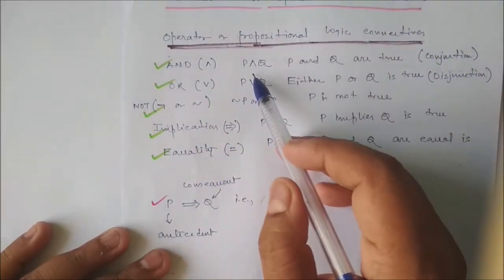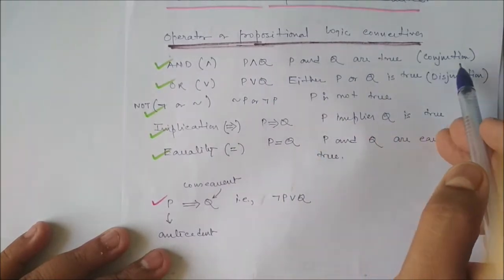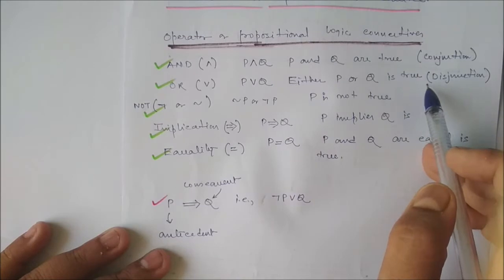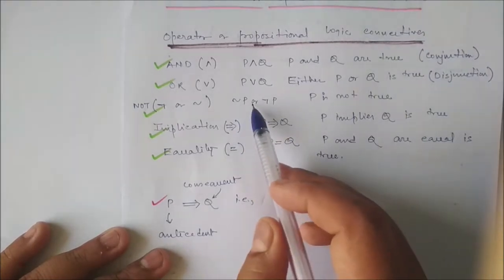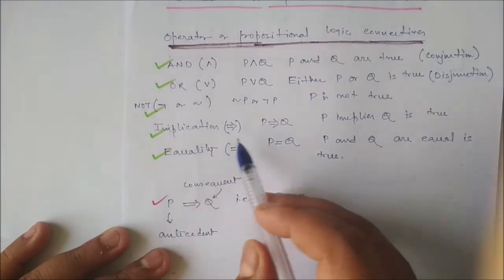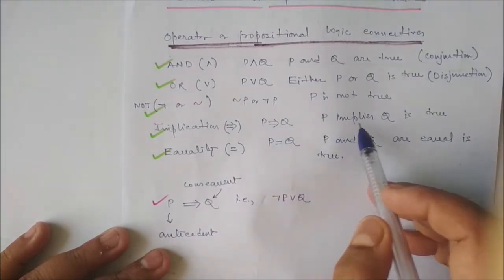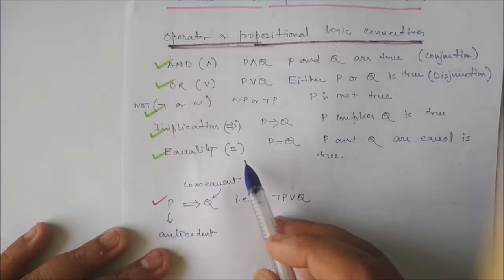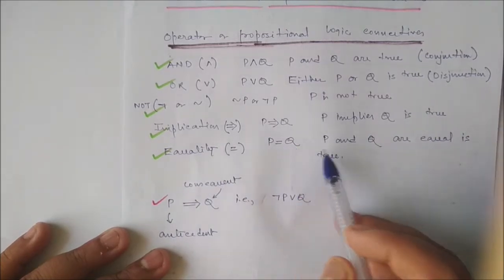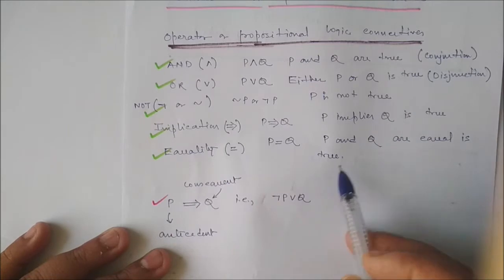P and Q are true, it is conjunction. P or Q, either P or Q is true, it is disjunction. Not P, we may use this symbol or that symbol, so P is not true. Implication, P implies Q, so P implies Q is true. And equality, you write P equals Q, so P and Q are equal is true.